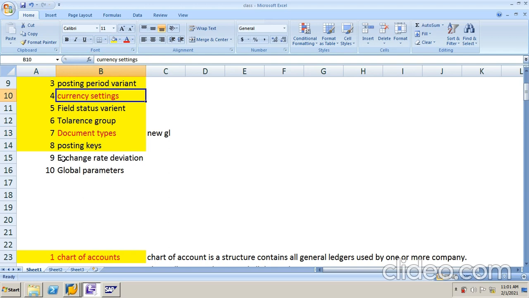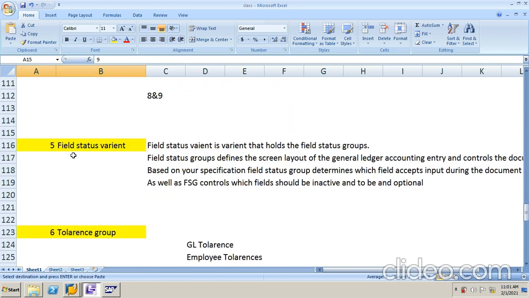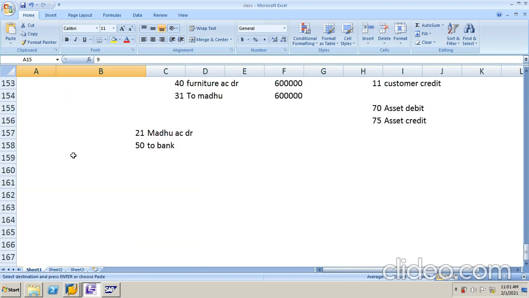The next one is exchange rate deviation. This is very important. In many interviews they ask what is the use of exchange rate differences. Exchange rates are different, so exchange rate deviation is different. I will give a small example so you can easily understand what exchange rate deviation is.